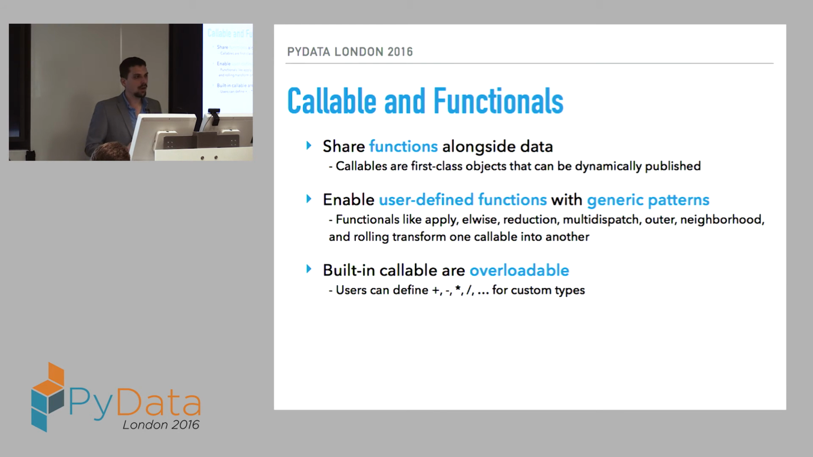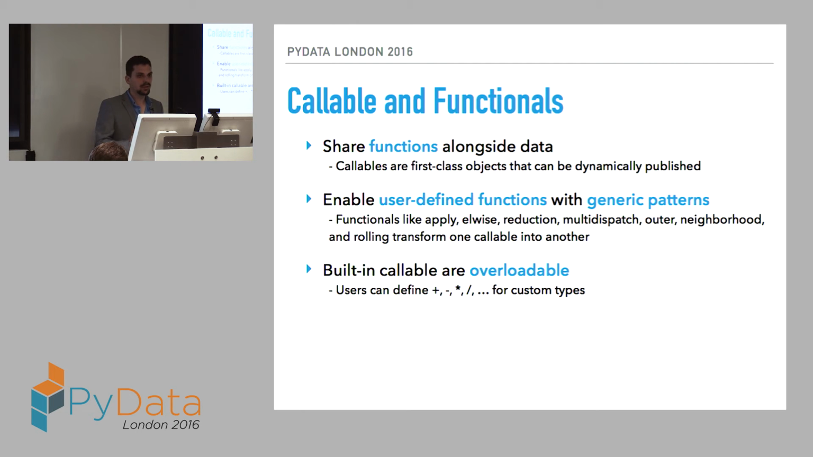So we also have callables and functionals in DyND. So DyND is not just about data, it's about expressivity and compute. So in DyND, you can share the callables alongside data. So the callables are first-class objects that can go between languages. And I showed an example of that earlier with dynamically publishing callables using nd.set. So we want people to write a callable in one language and bring it to another. So you should be able to write a callable in C++ and bring it to Python without doing any extra work. And we also want to enable the creation of callables using generic patterns.